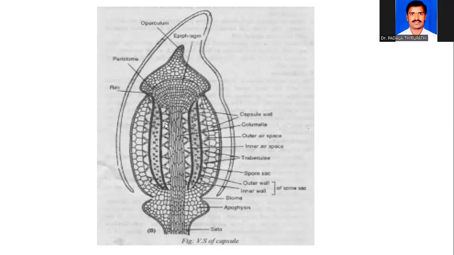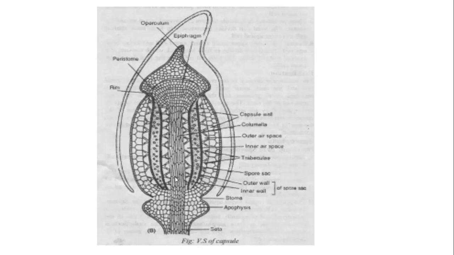Yes, very good. Now, what is the tissue of the capsule region helping in conducting the water and the food material? What will be the answer? Columella. Columella is the region which is going to conduct the water and the food material. So here in the apophysis region, the food material will be prepared. This food material should be supplied to the upper part of the capsule. So how is that supplied? Through this columella.